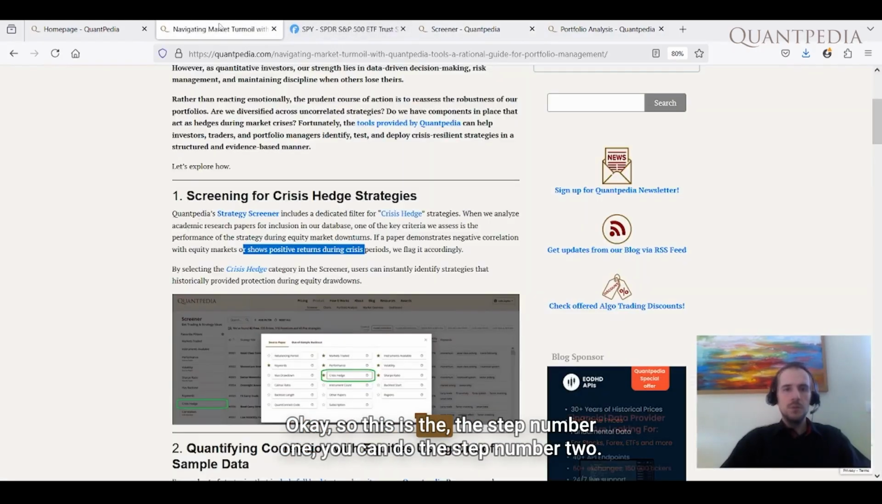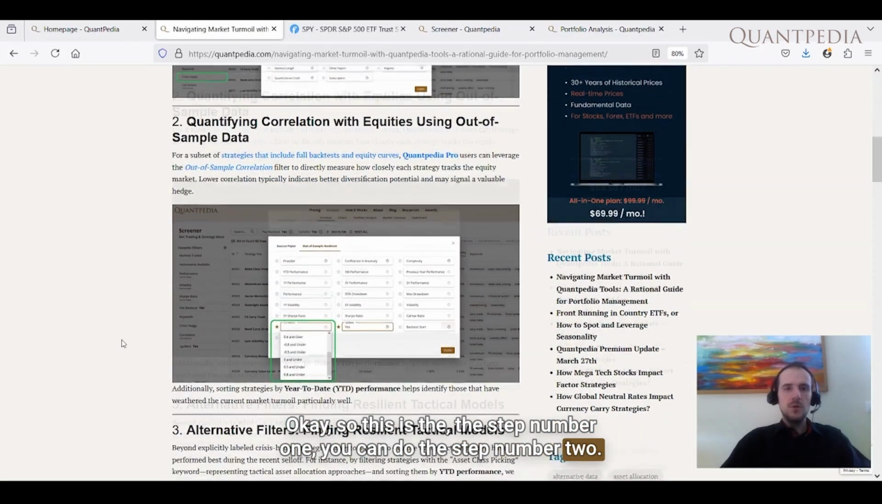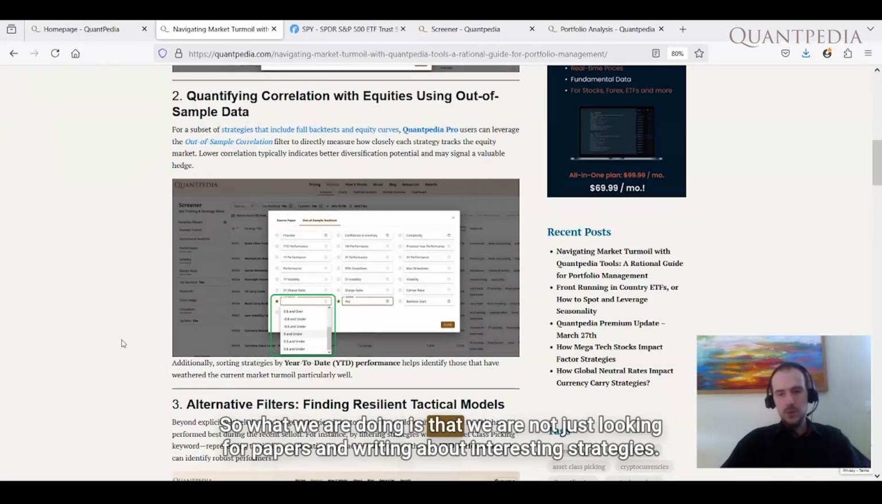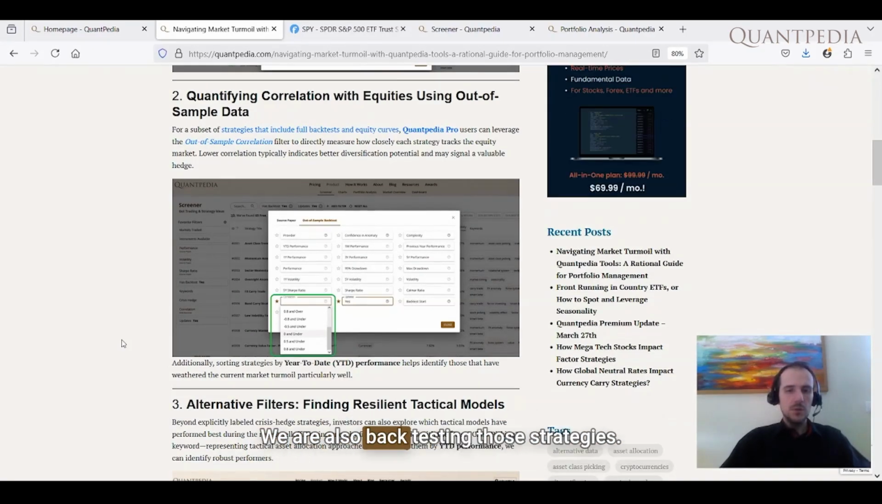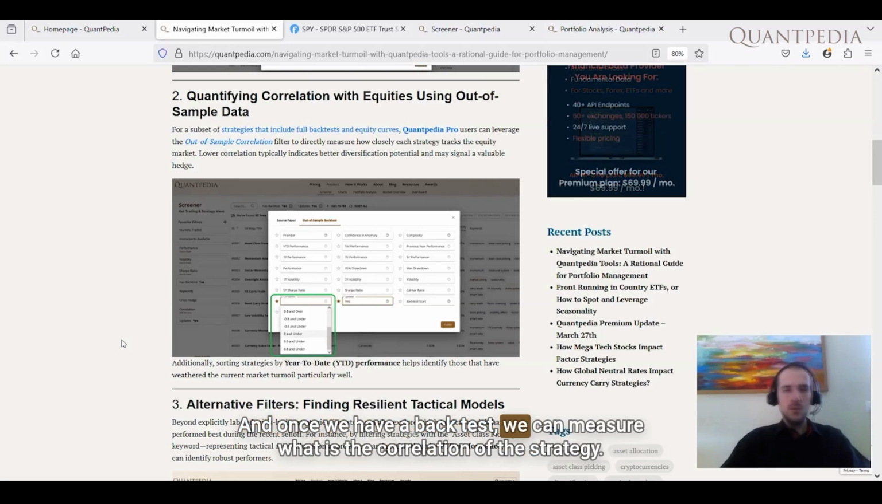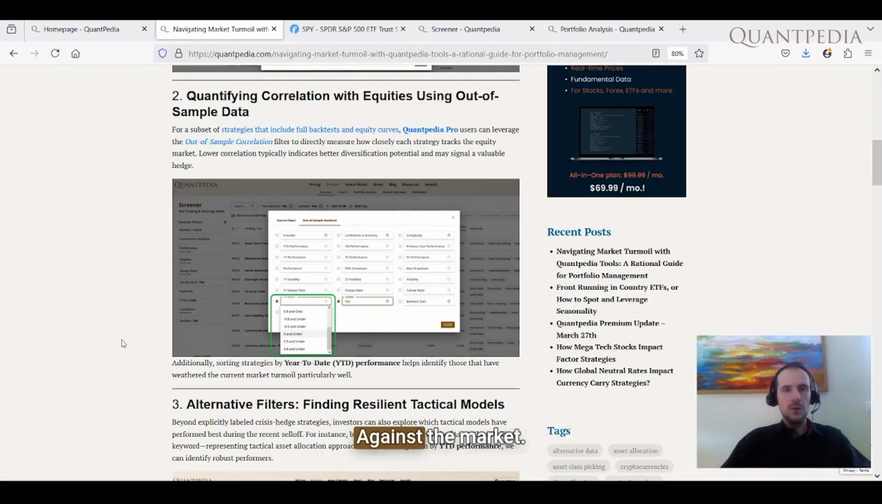Okay, so this is step number one you can do. Step number two: we are not just looking for papers and writing about interesting strategies, we are also backtesting those strategies. And once we have a backtest, we can measure what the correlation of the strategy against the market is.